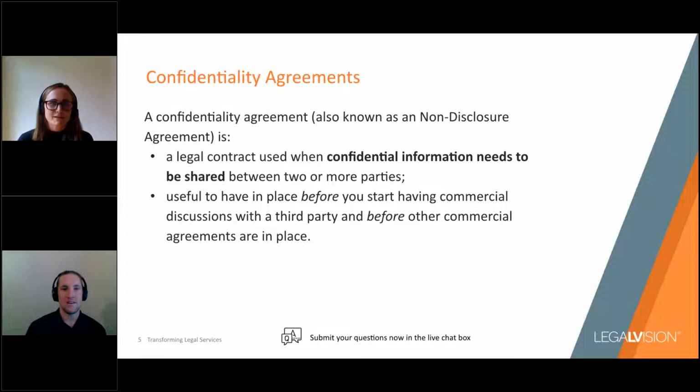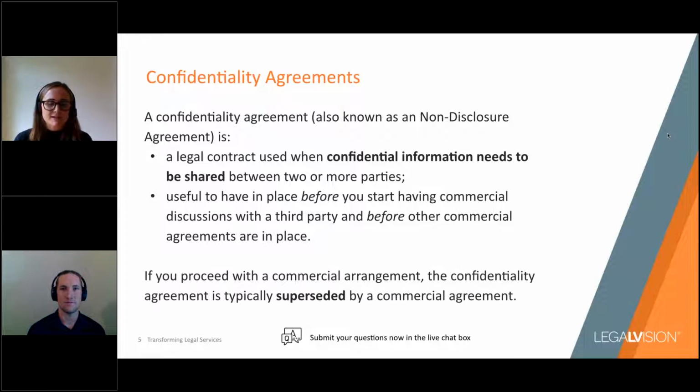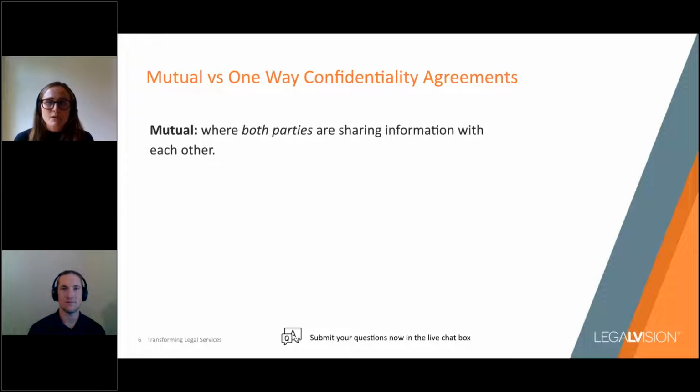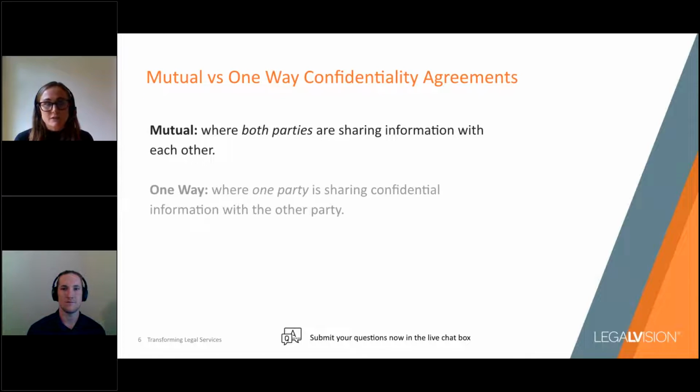Cool, thanks. So you might have heard the mention of mutual confidentiality agreements or one-way confidentiality agreements. Essentially, the difference is in a mutual agreement, you have both parties sharing confidential information with each other, whereas in a one-way confidentiality agreement, you just have one party sharing information to the other party. You can also have multilateral confidentiality agreements where you have multiple parties sharing confidential information with each other.